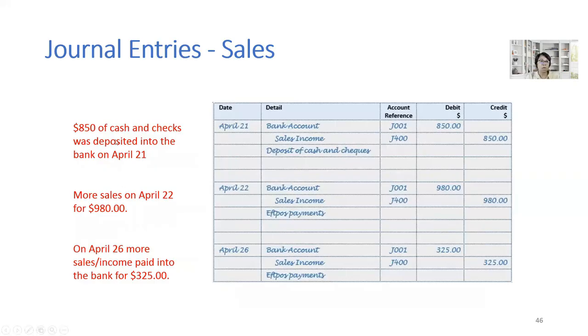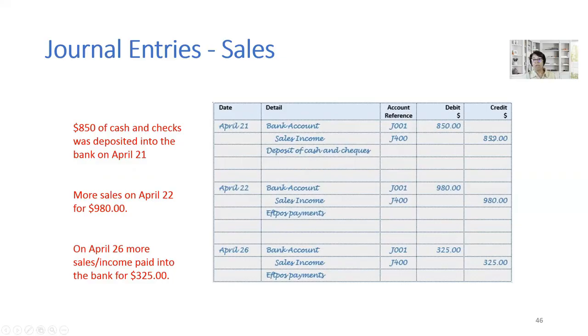So $850 of cash and checks was deposited because those were the sales for the day, okay? So it was April 21st, and they're the sales for the day, and we are going to deposit them. So what happens? First, we're going to do the debit. Now, our bank account went up, right? And debit means make an asset go up. So we're going to debit our bank account.